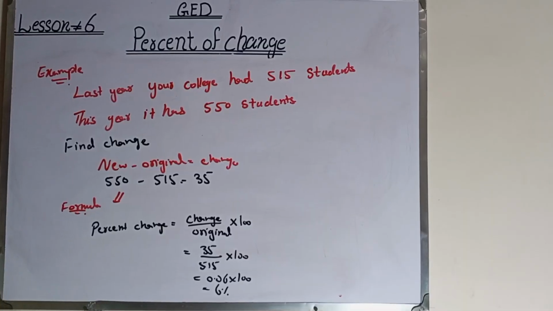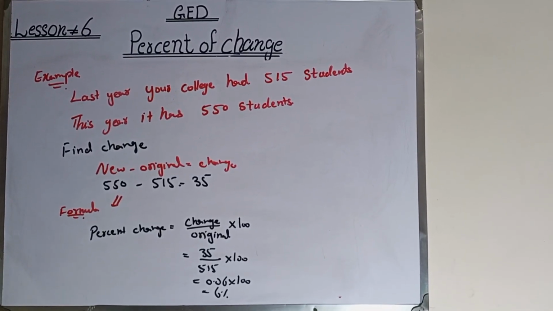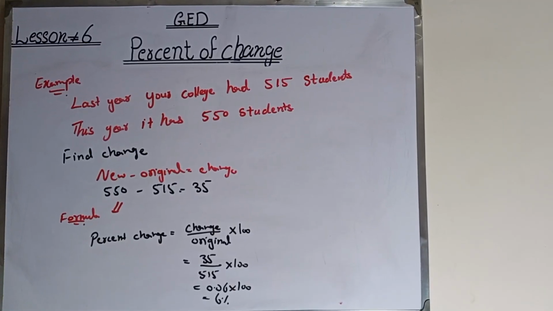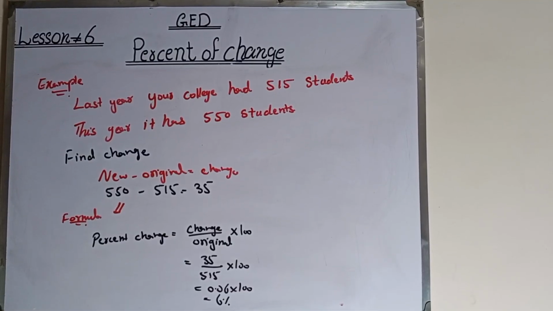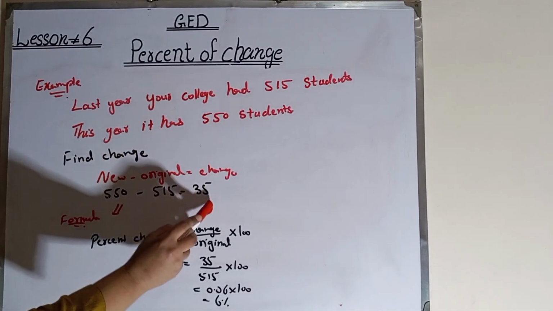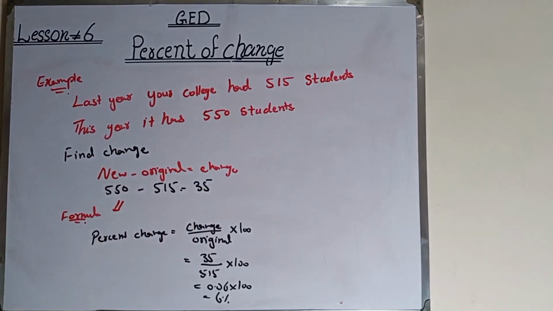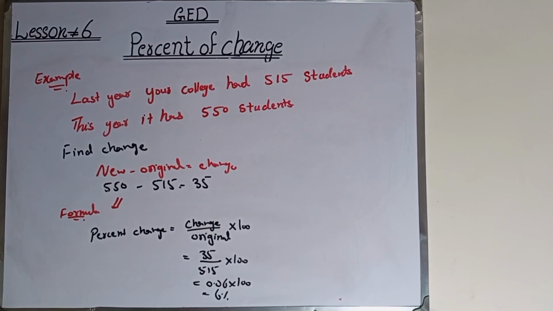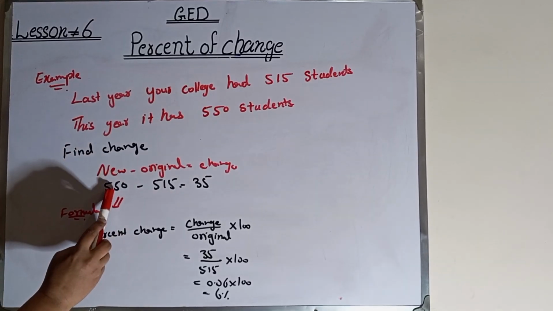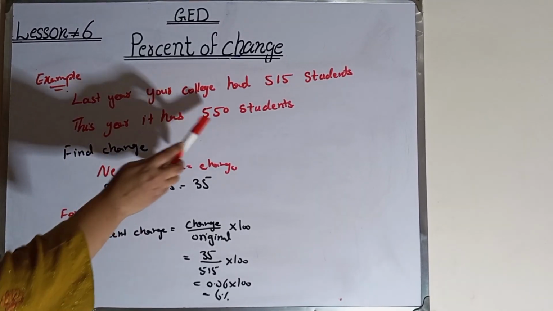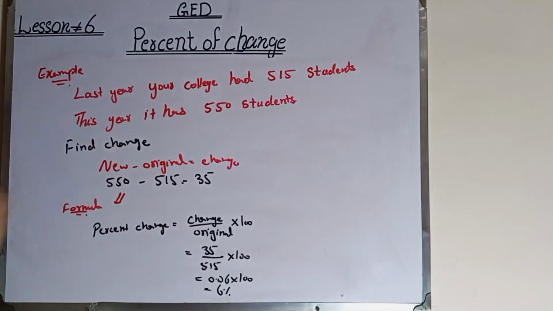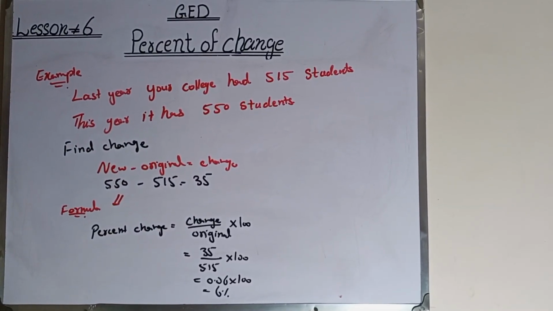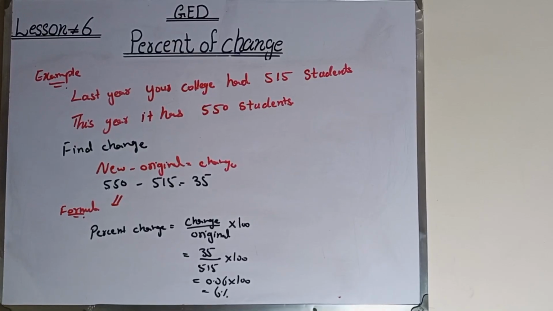If you subtract in the wrong order, you might get a negative number, but your brain should instantly ask, does this make sense? If your value is bigger, change must be positive. But if the value is smaller, change must be negative. So if 515 is the new value and 550 is the original value, then the change will be minus 35. So it depends on the value. Always check logically.